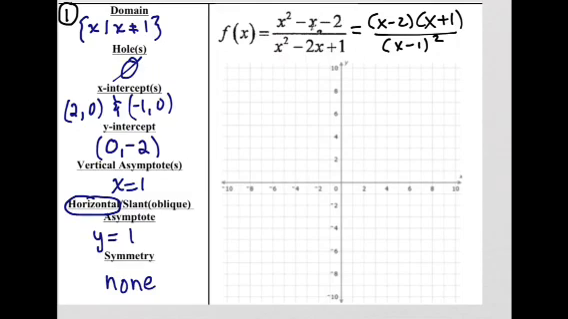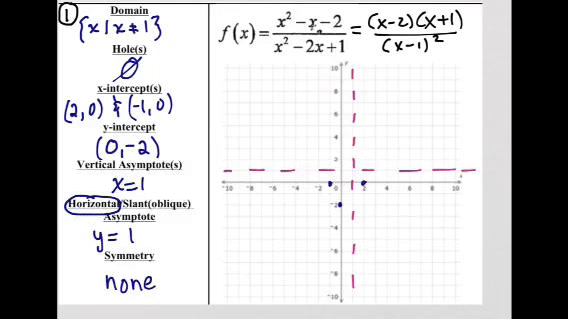So intercepts first, x equals 1. Okay, y equals 1. Okay, and then I'm going to plot the points. So the points, the intercepts, so (2, 0), (-1, 0), and (0, -2).